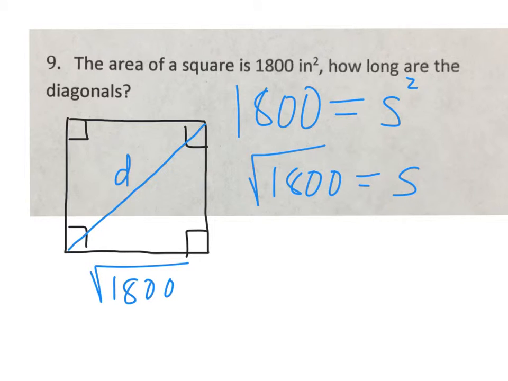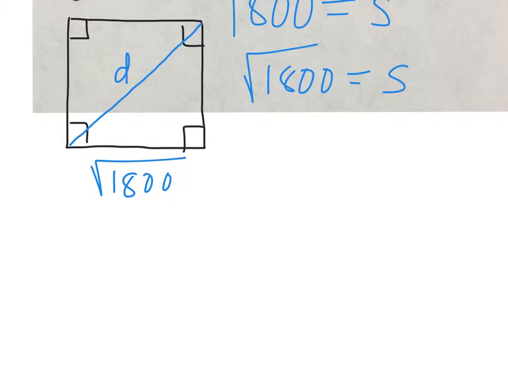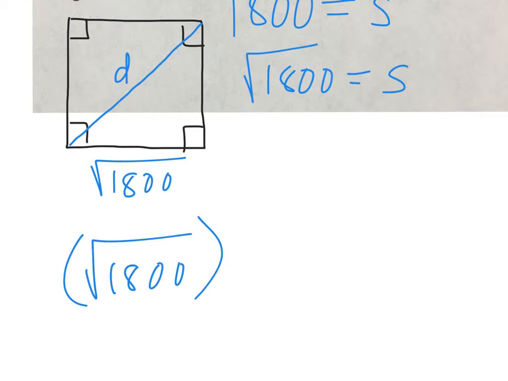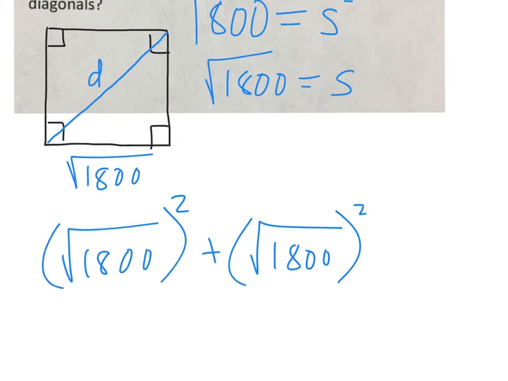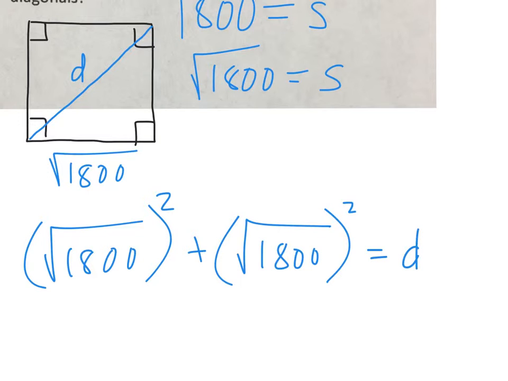But now we can use our buddy Pythagoras. Are you familiar with Pythagoras? He says that the sum of the squares of the legs of a right triangle, so because it's a square, the legs are the same, is equal to the square of the hypotenuse. In this case, the hypotenuse is the diagonal of that square.